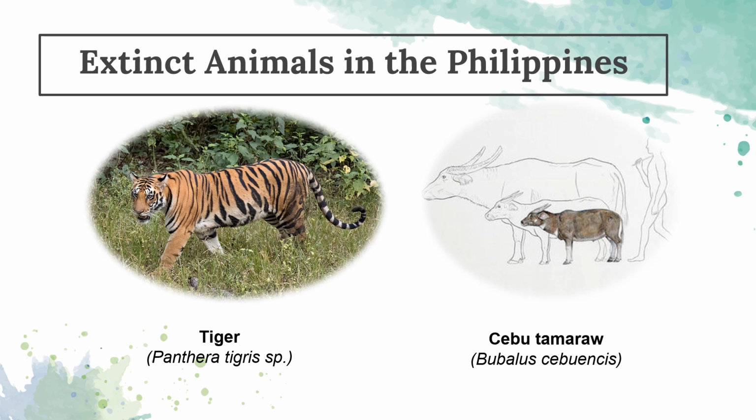Another example is what we know as the Cebu Tamaraw or the Bubalus cebuensis. The Cebu Tamaraw stood only 75 centimeters, or equivalent to 2 feet and 6 inches, and it weighed about 150 to 160 kilograms. The species was smaller than the modern Mindoro Tamaraw.